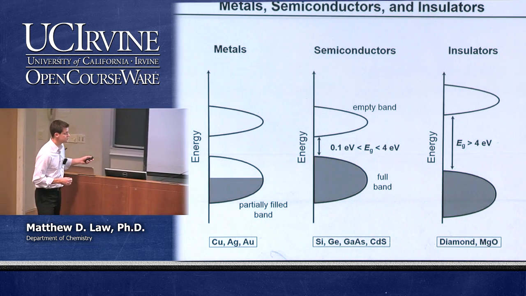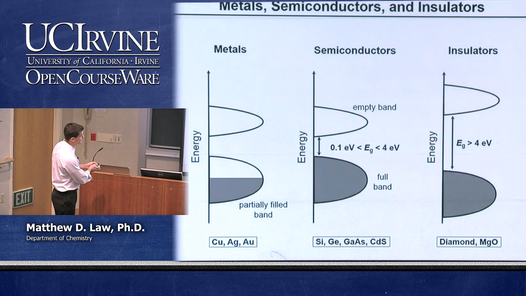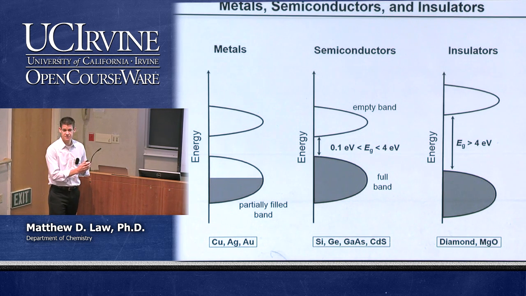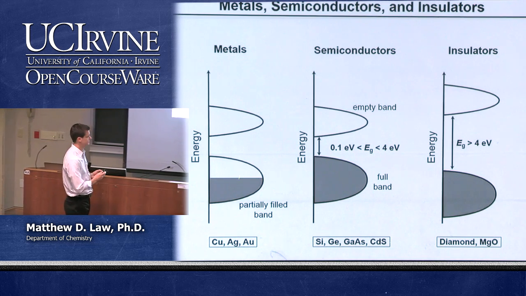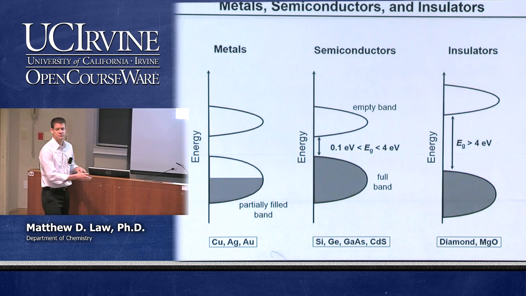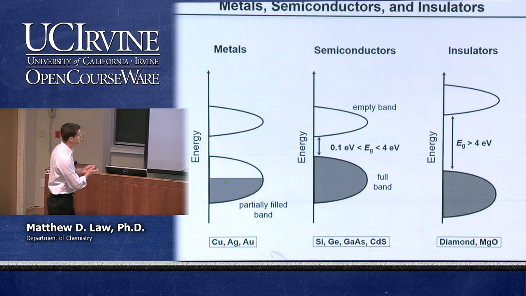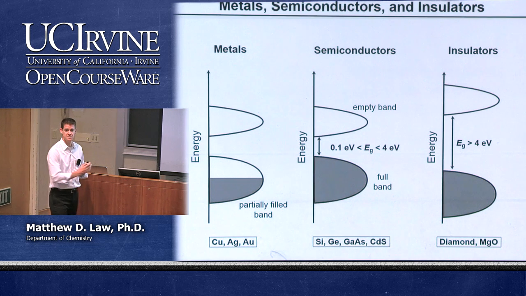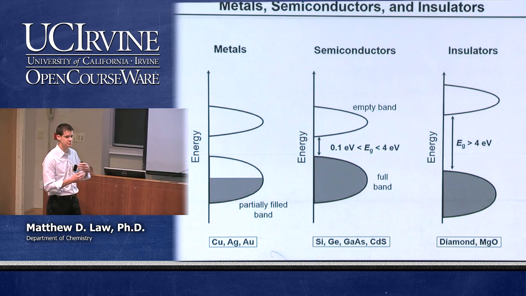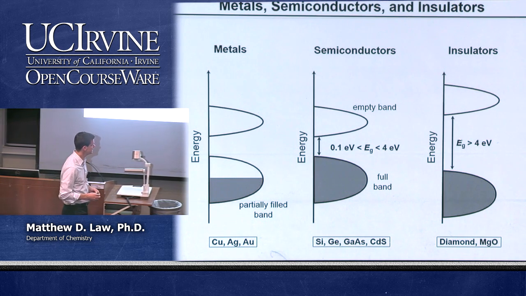If we have a band that's partially filled, we're going to have a metal. That's because there are available states right next to the filled states in gray, the available states, the open states that are uncolored here. And so if you apply an electric field or some thermal energy or some stimulus, you're going to be able to promote electrons just a little bit above into those empty orbitals, and they'll be able to move, okay, in response to, say, an applied electric field.